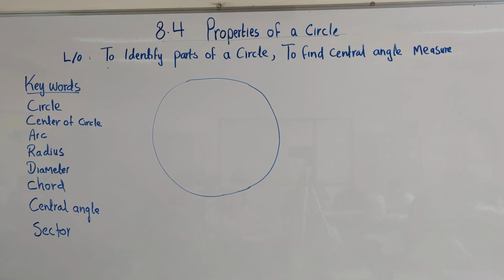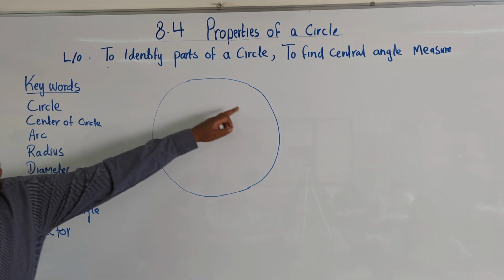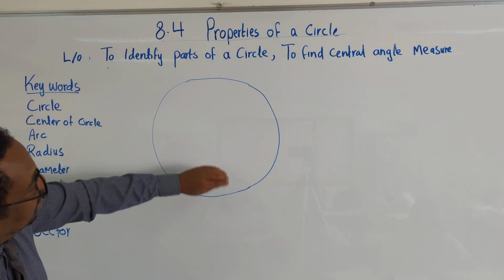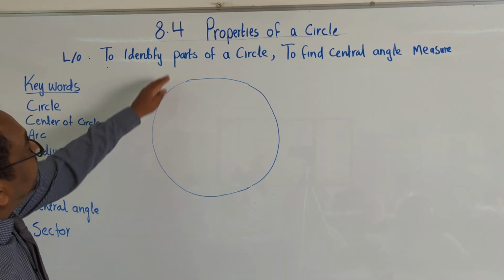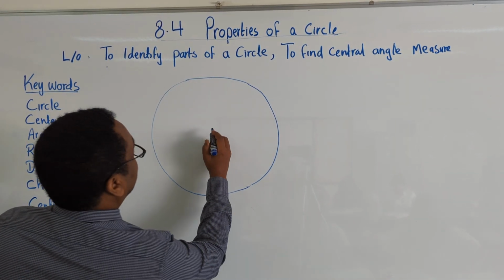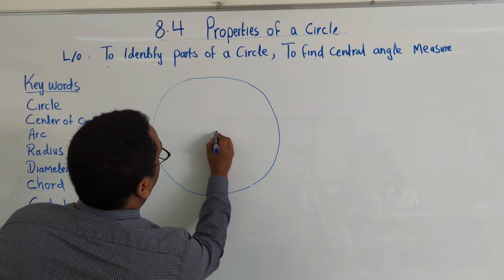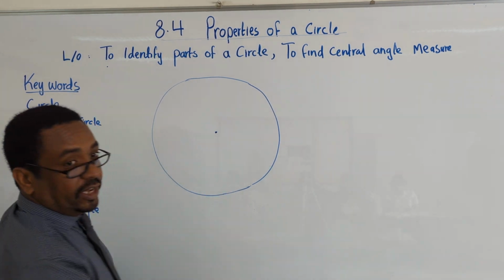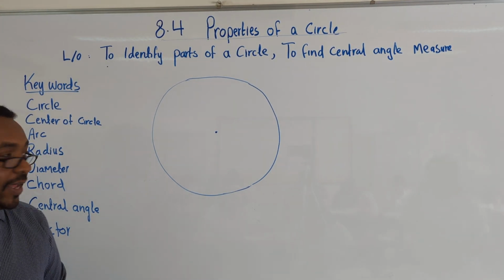We have some keywords here. Circle, as you know, is the circle. Okay, so that doesn't need any explanation. We have the center of a circle. The center of the circle is right there, right in the middle. That little dot is the center of a circle.